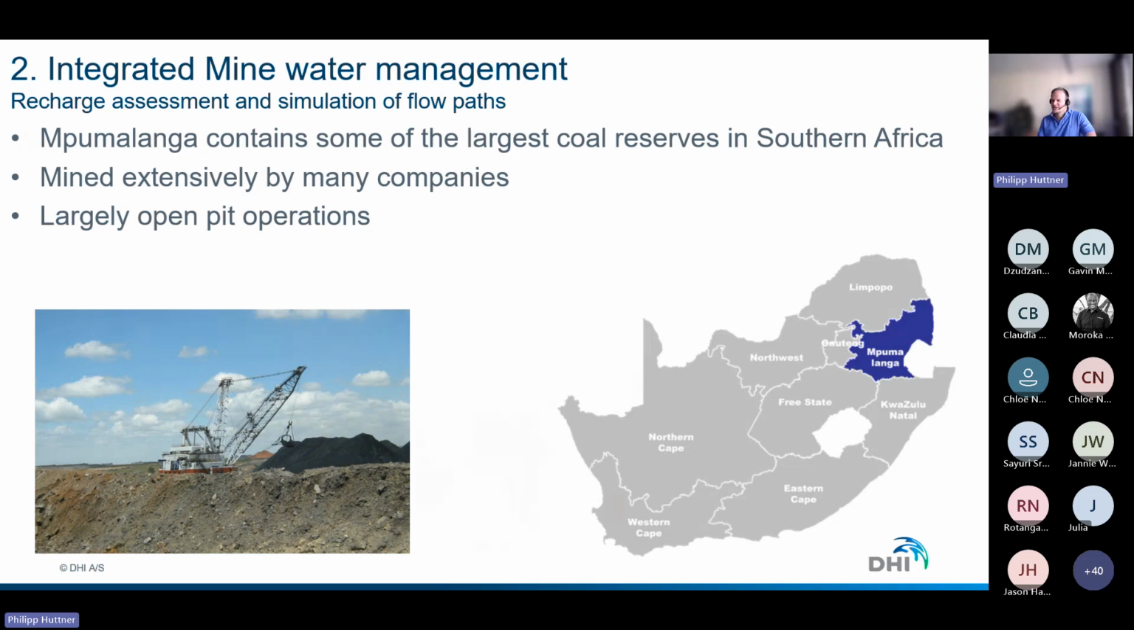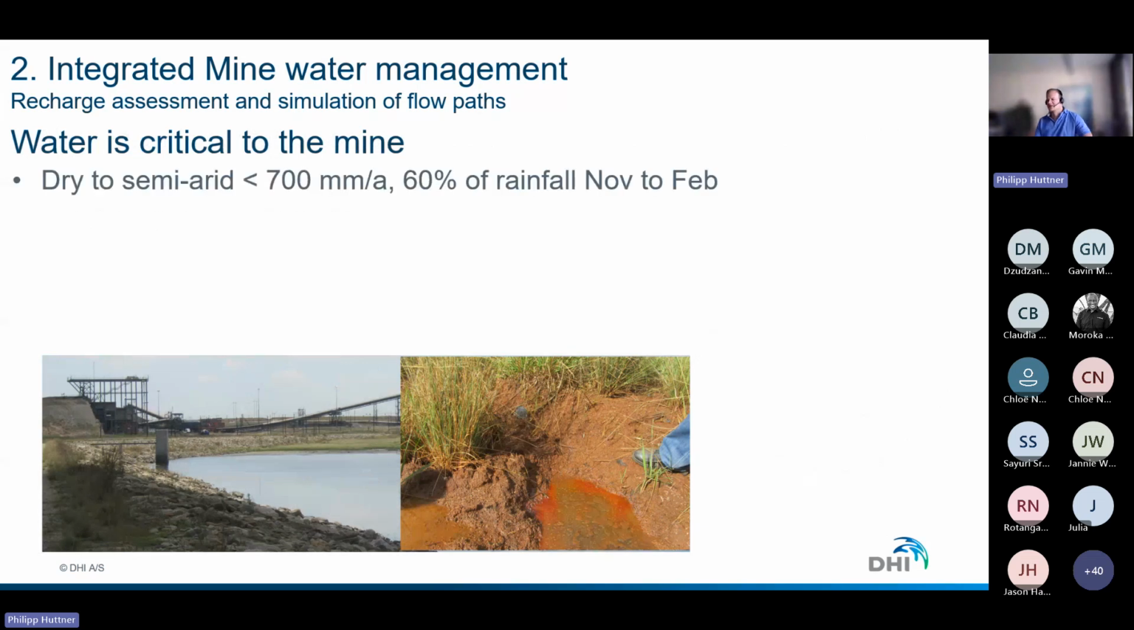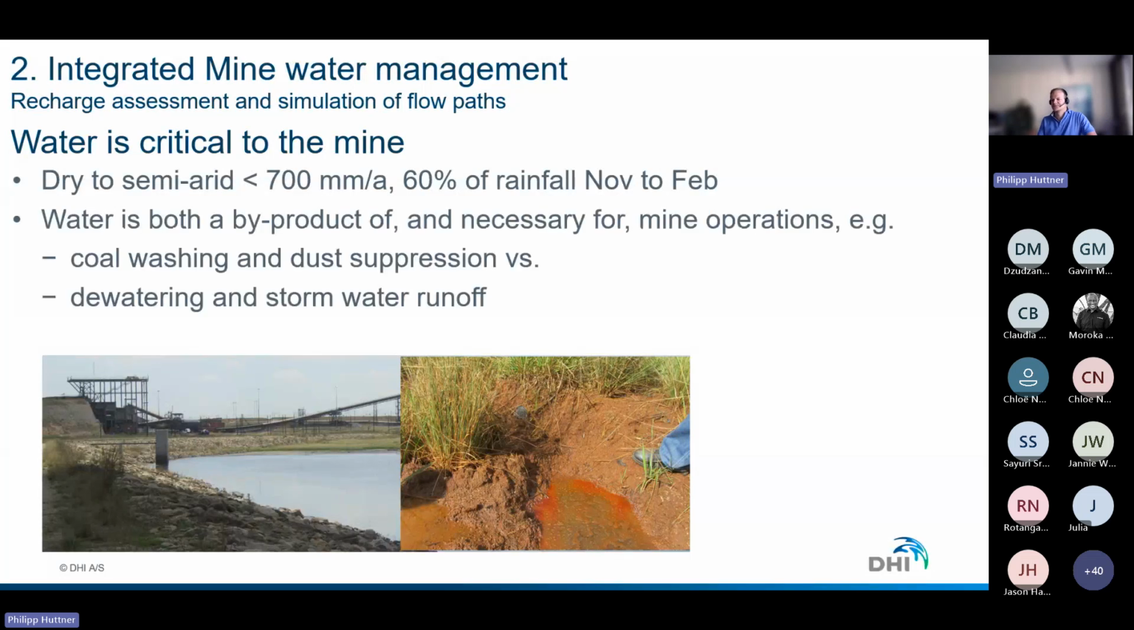So there, MIKE SHE is the perfect tool, right? Because water is critical to the mine. In this case, it's dry to semi-arid. That means you have less than 200 millimeters per year, but 60% of the rainfall falls between November and February. That means you cannot work with an annual mean recharge value, right? You need to know at least monthly, better daily values, how much water you have to pump out of your pit.